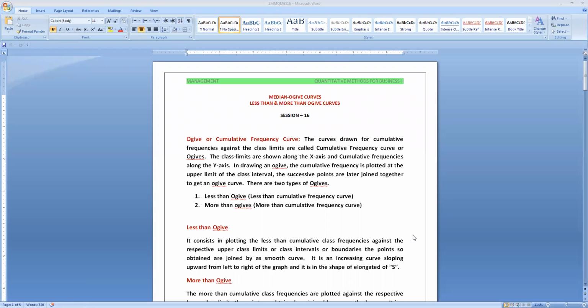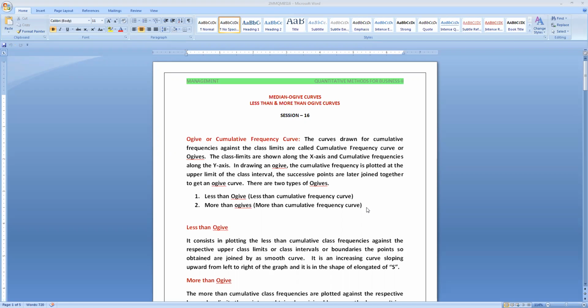In the previous sessions, we came across the calculation of all three averages. Now, in this session, we are going to come across the calculation of median along with the OG curves, both less than as well as more than OG curves.